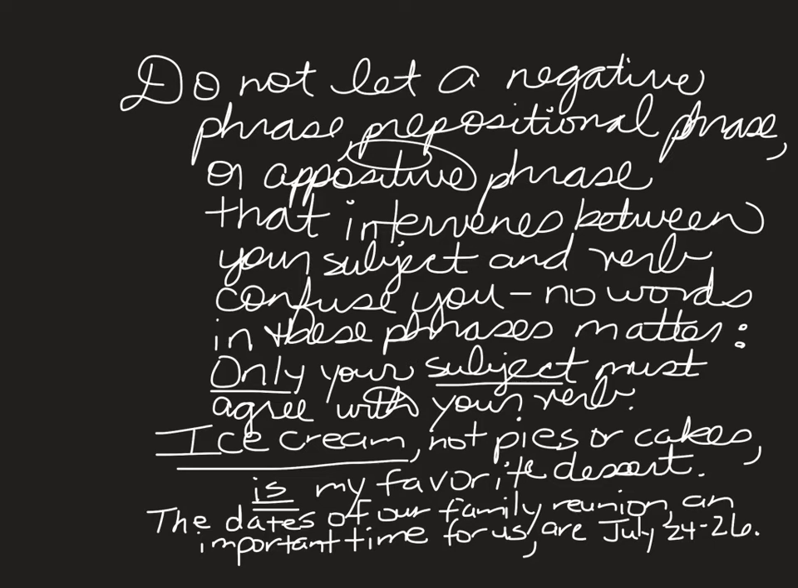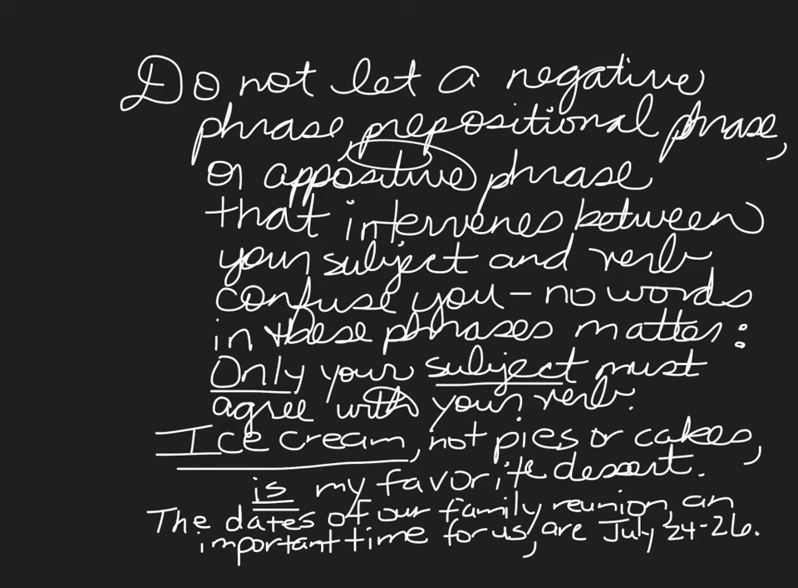Nothing else must agree with your verb. Ice cream, not pies or cakes, is my favorite dessert. Ice cream is your subject. It is singular. Is is the singular verb. Okay, yes, you have a negative phrase in between the subject and the verb that has plural nouns in it, pies and cakes. Those don't matter. They're not your subject. They don't need to agree with your verb. Ice cream's your subject, it's singular. Is is your singular verb.